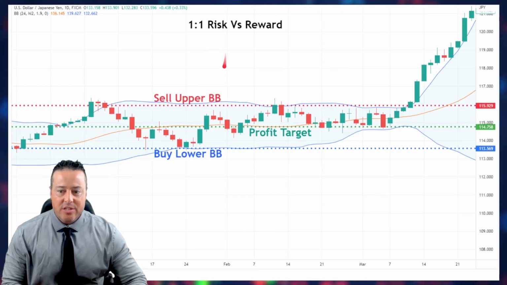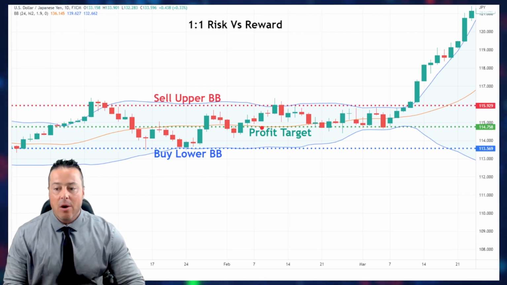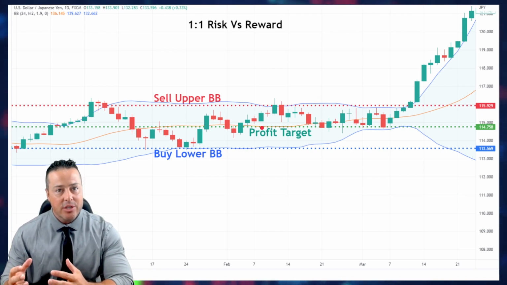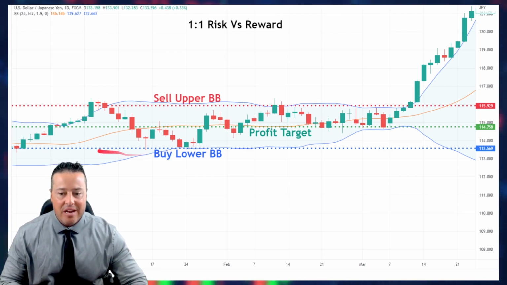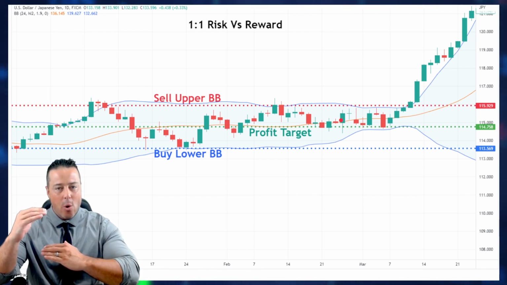Right here, 1-to-1 risk versus reward. What we're going to do is look to sell the upper Bollinger Band, and we're going to look to buy the lower Bollinger Band, and our profit target is in the middle. That's why these strategies are called reversion to the mean. We're trying to find the baseline of our range, and we're going to put our profit target there accordingly.